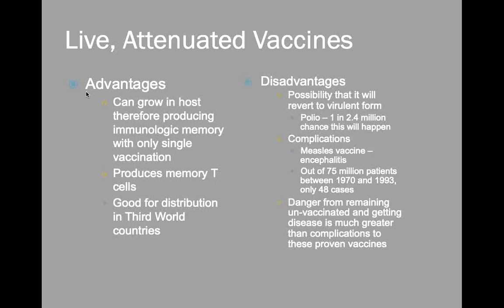So the disadvantages are that the attenuated forms can revert back to the virulent form. This can happen in polio. There is a 1 in 2.4 million chance that a dose of polio vaccine can generate paralytic polio. There are certain complications associated with the measles vaccine as well. People develop encephalitis-like symptoms, but these cannot be taken as general rules and cannot be taken as excuses to not get vaccinated, because the benefit is much larger as compared to the disadvantages.